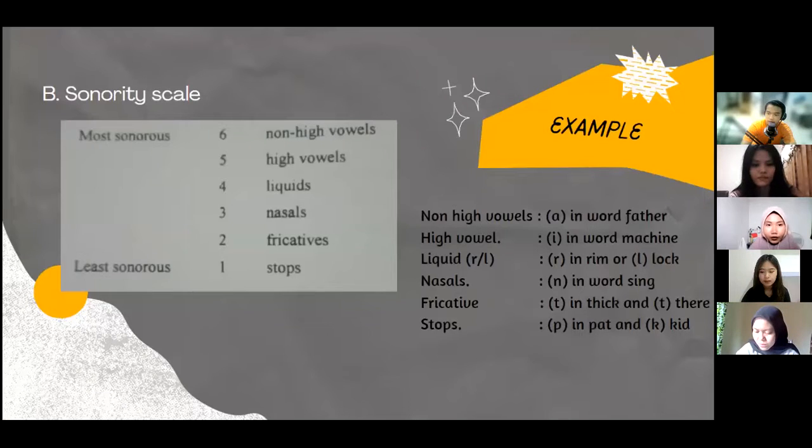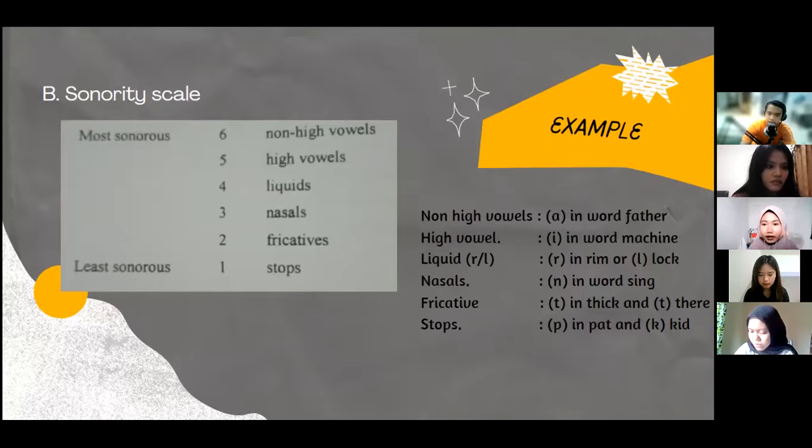The second is the sonority scale. This is a universal ranking of segment classes based on sonority, from the most sonorous until the least sonorous. The first one is non-high vowel. The example is A in the word father. The second is high vowel. The example is I in the word machine. The third is liquid, and the example is R in ring or L in log.